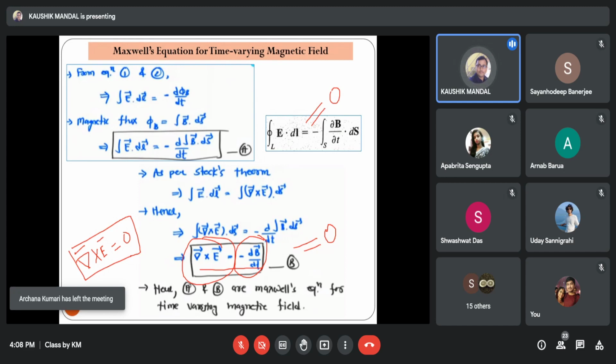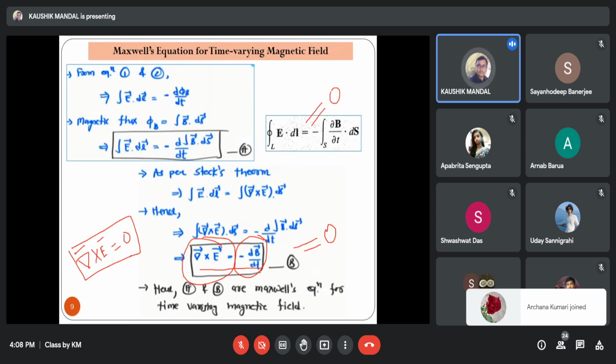This particular Maxwell's equation is very important because it describes the relation between the electric field and magnetic field. This relation says that if there is a change in magnetic flux, that will induce the electric field.